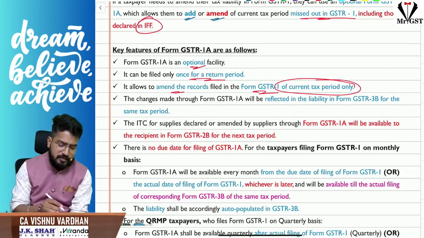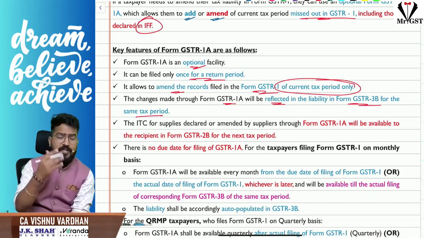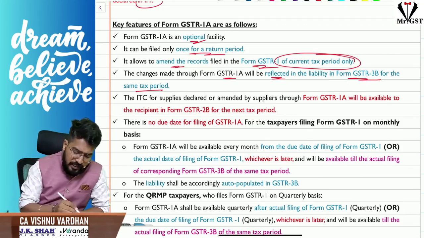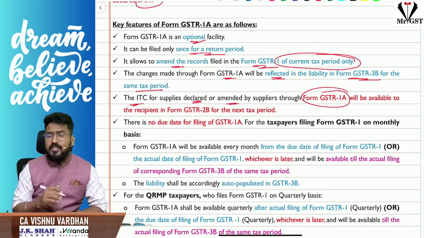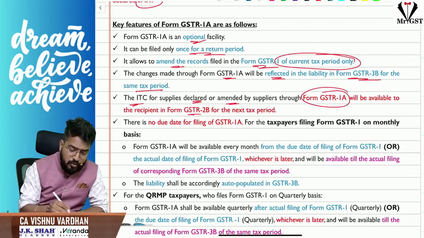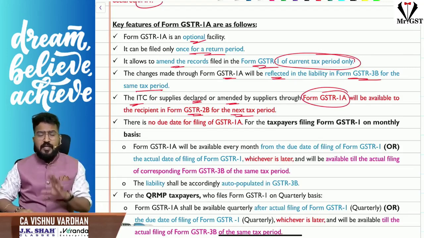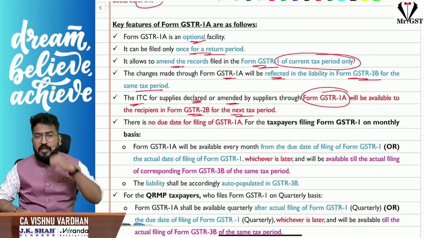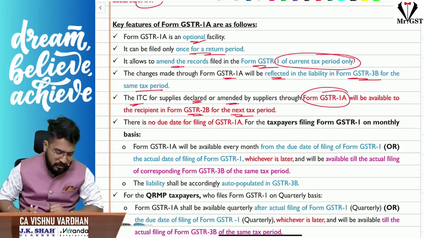Next, the changes made through GSTR 1A will be reflected in the liability of GSTR 3B immediately for the same tax period. As I told you, in the same tax period itself, we can close the issue. Next, the ITC for the supplies declared or amended through GSTR 1A will be available to the customer in the next month's 2B, not in the same tax period 2B. That means in June month GSTR 1 I made mistakes and I filed 1A. The details given in 1A will be available to the customer not in June 2B, it will be available in July 2B. Okay, so that is the point.